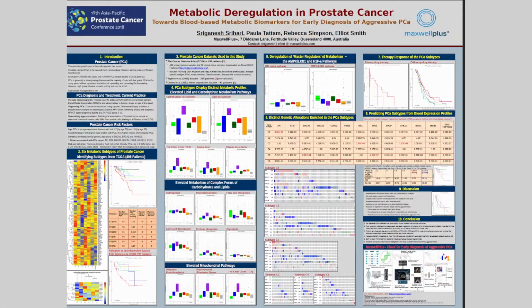So this work looked at two tissue data sets. The Cancer Genome Atlas had 498 patients with tissue samples that had been sequenced, and a publication by Taylor et al. had 215 additional patients, which were used for an external validation of what we found.